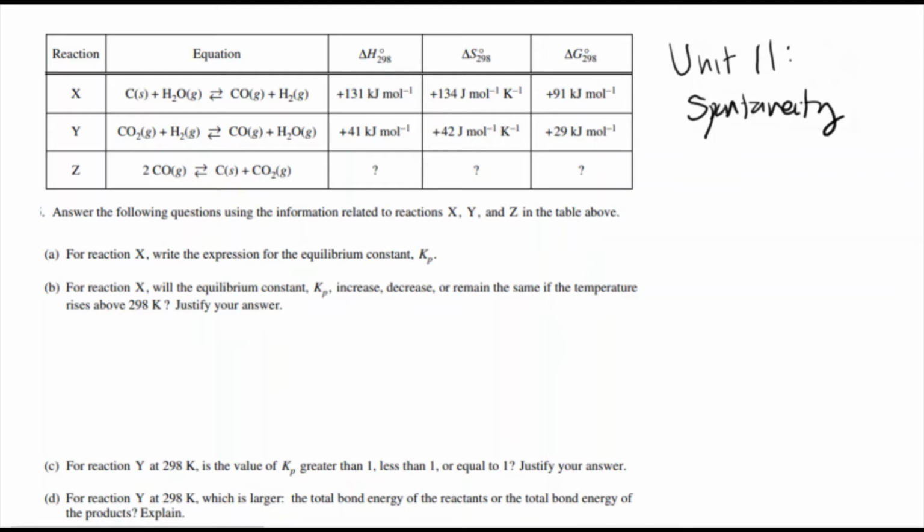Hey everybody, in this video we are going to be going over spontaneity, and we will go over one free response question straight from the AP exam and some multiple choice questions from the Chemistry Olympiad, and this will allow us to become masters of spontaneity. Sounds awesome, right? Well, without further ado, let's begin.